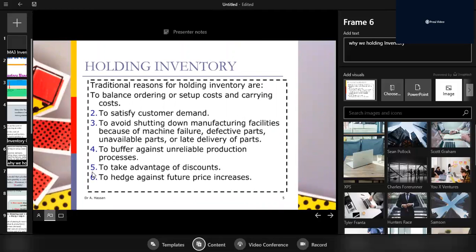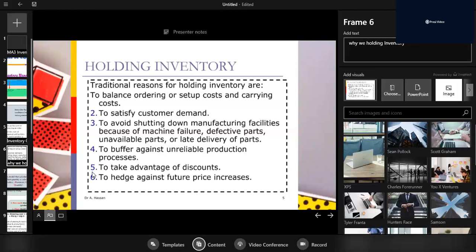They might hold some inventory to satisfy customer needs or customer demand, to avoid any shutdowns in manufacturing facilities because of machine failure, defective parts, unavailable parts, or late delivery, to buffer against unreliable production processes, and to take advantage of discounts. Sometimes even as individuals, not companies, you go shopping and find an offer: three for two, or buy one get one free, or buy one get one half price. So we always pile up, stock up on some items.